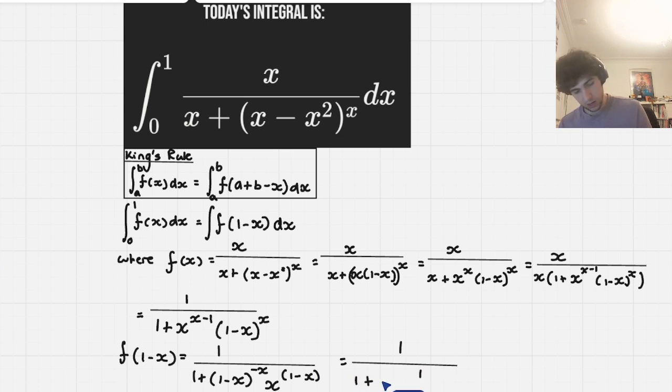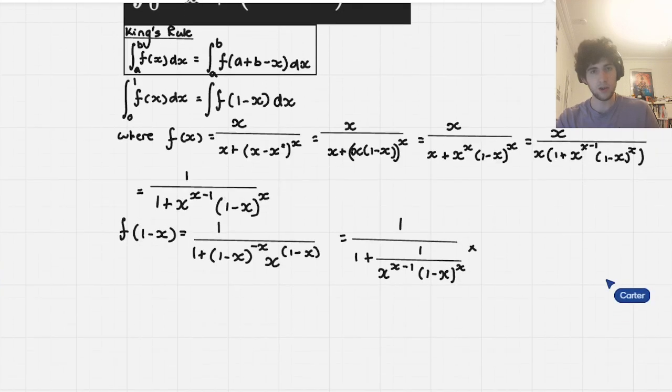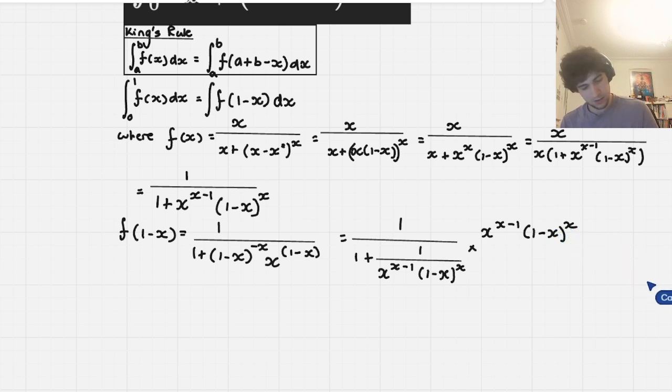1 plus 1 over what we had before, right? So that's going to be x to the power of x minus 1 multiplied by 1 minus x to the power of x. So I can multiply top and bottom by that. So multiply top and bottom by x to the power of x minus 1 multiplied by 1 minus x to the power of x. And let's see what I get.